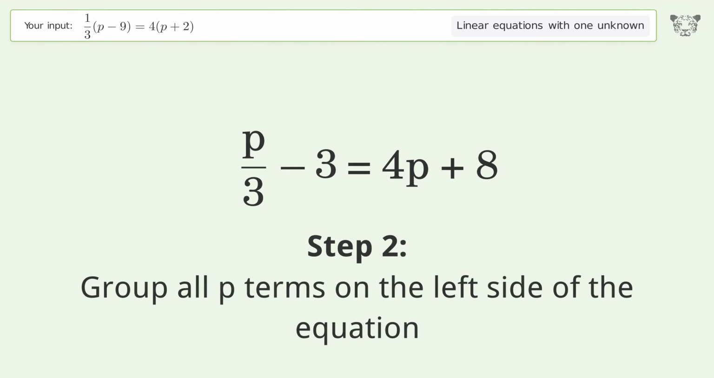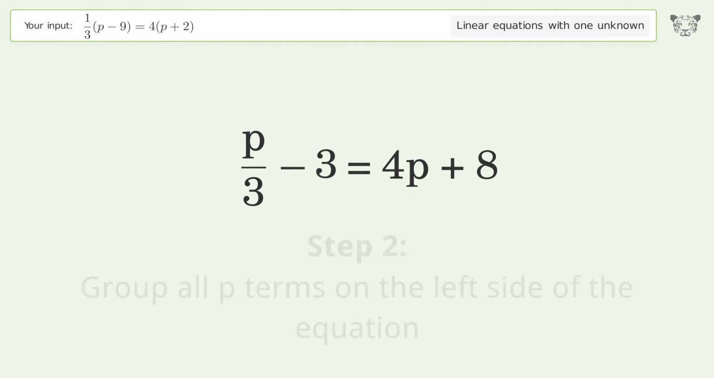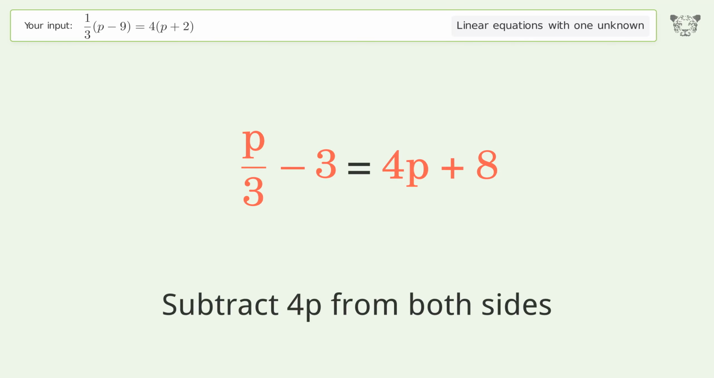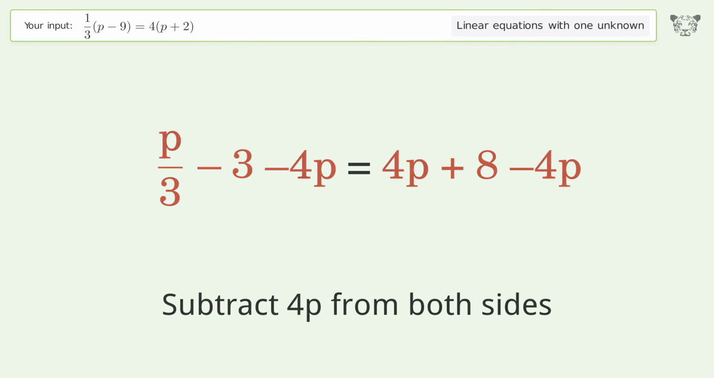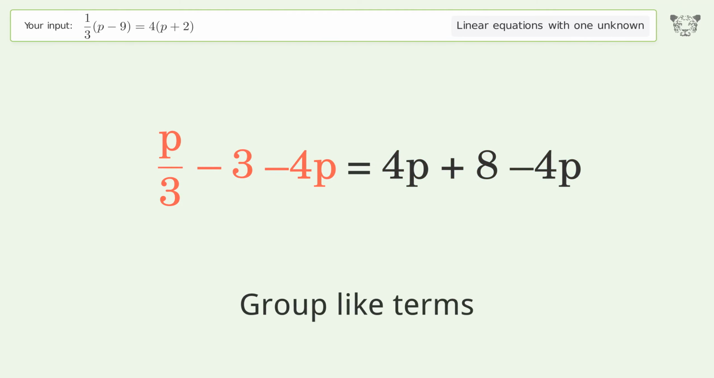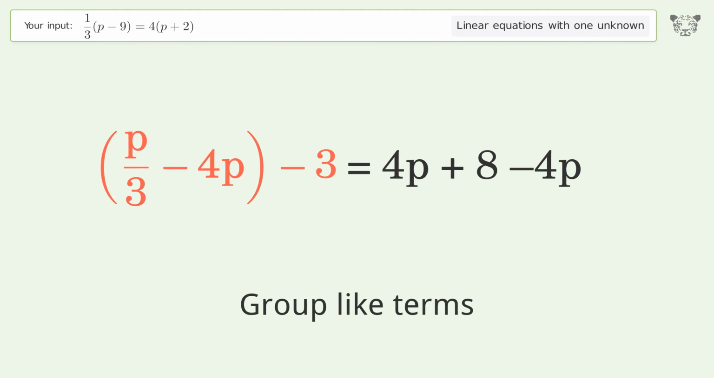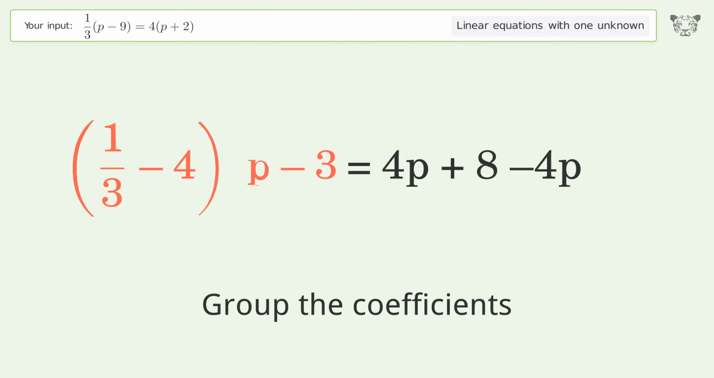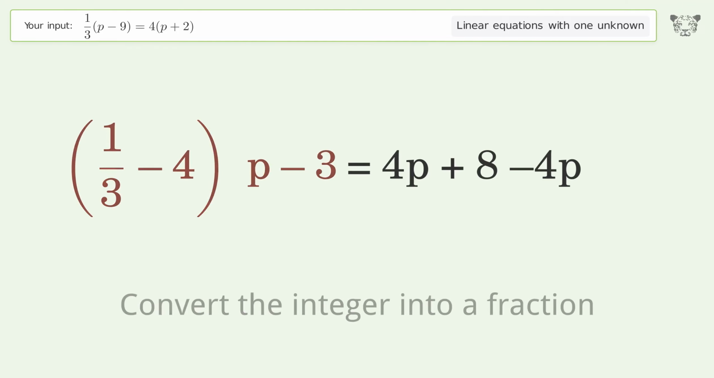Group all p terms on the left side of the equation. Subtract 4p from both sides. Group like terms. Group the coefficients. Convert the integer into a fraction.